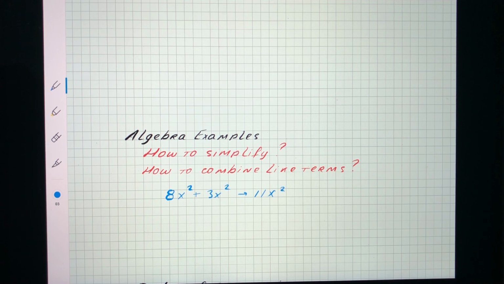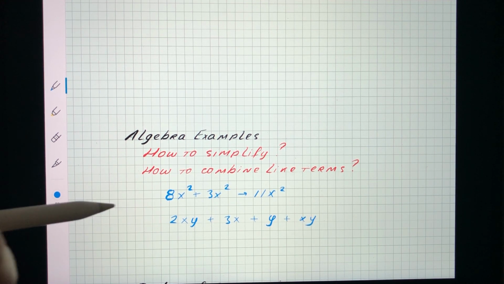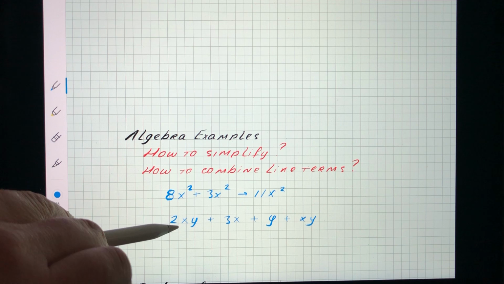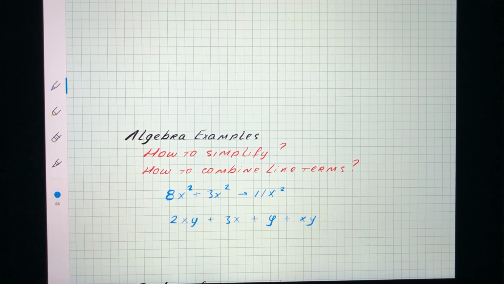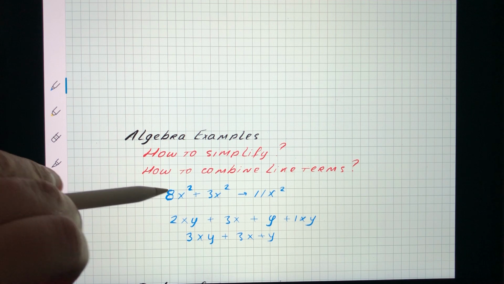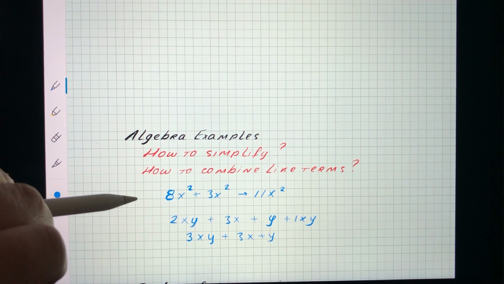Also, if we have, let's say, different letters, such as 2xy plus 3x plus y plus xy. Of all of these different terms, the only things that have the same combination of letters are the first and the last. So we can add them, and we will have 2 and 1, which makes 3xy plus 3x plus y, and so on.